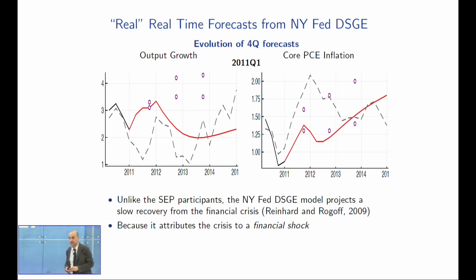It didn't happen. And the DSGE, because of the financial frictions, as I will show you in a second if I have time, projected a slow recovery, as you can see from the red line, right? Growth that was not bad, not a recession, but was about 2%, which is, as you can see, what it turned out to be.